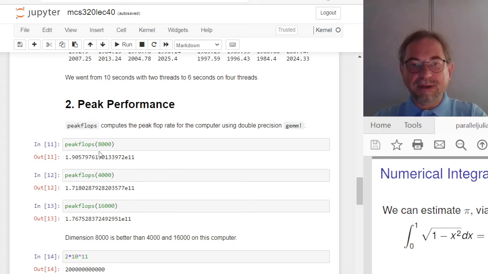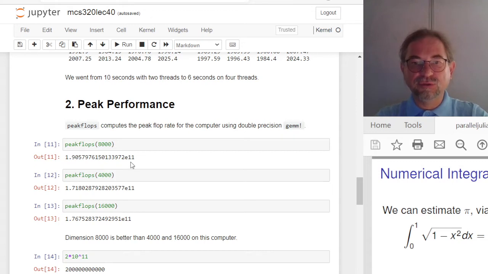So if I pick 8000, then I get a higher number than when I pick 4000, which is not large enough. But then there are two large problems, so 16,000 also had a smaller peak floating point operation per second. So the flops indicates the floating point operations per second, and that is a measure for the performance of this computer.